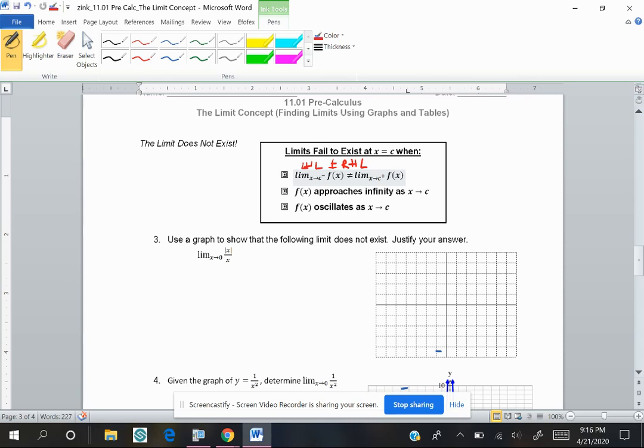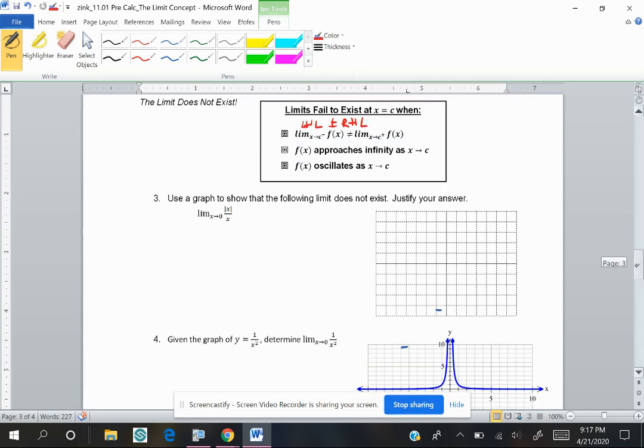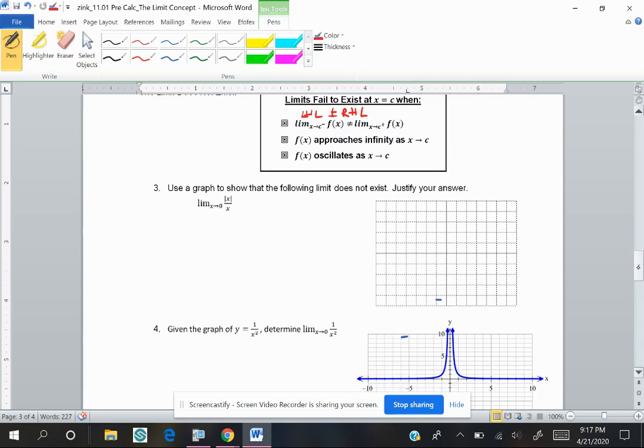And then the last one we have not talked about, and this one doesn't come up quite as often, but this one says that if it's oscillating, so think of like a sine or cosine curve. If you're going back and forth between 2 numbers, you're oscillating between them, going up and down. Think of a fan, it's cyclical. Then your limit also does not exist.